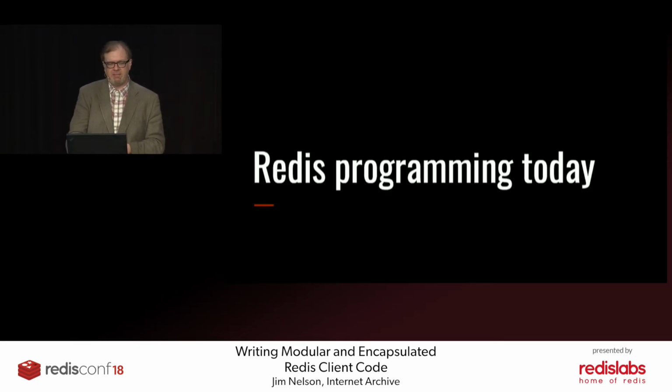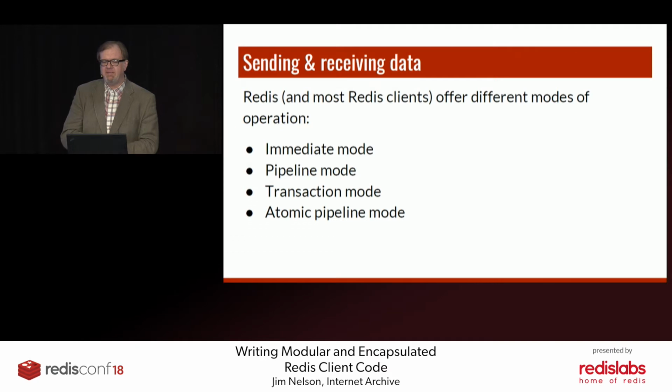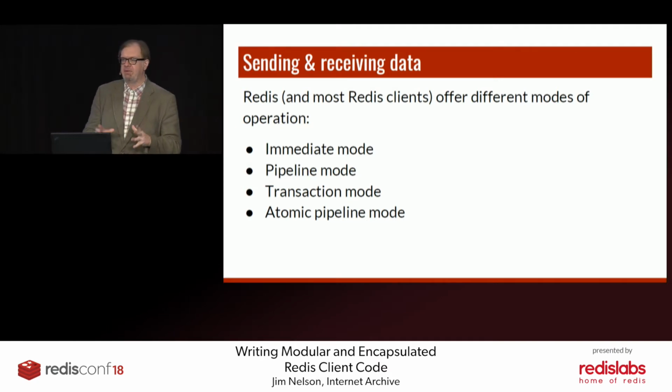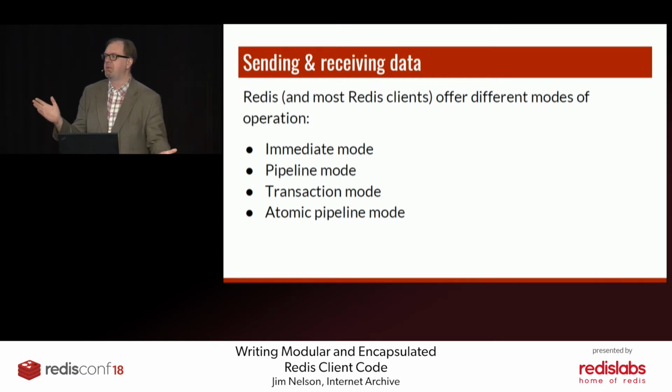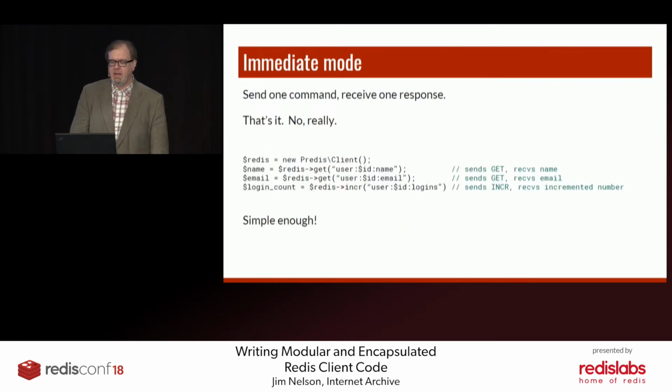So briefly, my time is limited, but I'm going to go quickly through just a couple of points to make sure we're all on the same page. Basically, Redis and most Redis clients offer different modes of operation. There's an immediate mode, a pipeline mode, a transaction, and then what is sometimes referred to as an atomic pipeline. So just briefly, I want to go through these. Immediate mode is you send one command, you receive one response. And that's it. There's really nothing more to it.